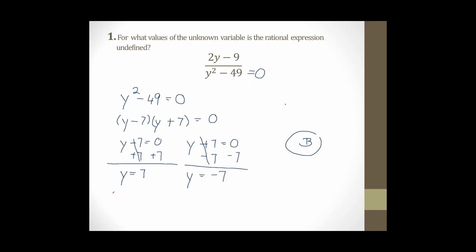So whenever y is 7 or negative 7, that would make this rational expression undefined. We can try this out by plugging 7 into y right here. 7 raised to the second power, 7 times 7 is 49, and 49 minus 49 would equal 0. So that is the value that makes the rational expression undefined. The same happens if you plug in negative 7.